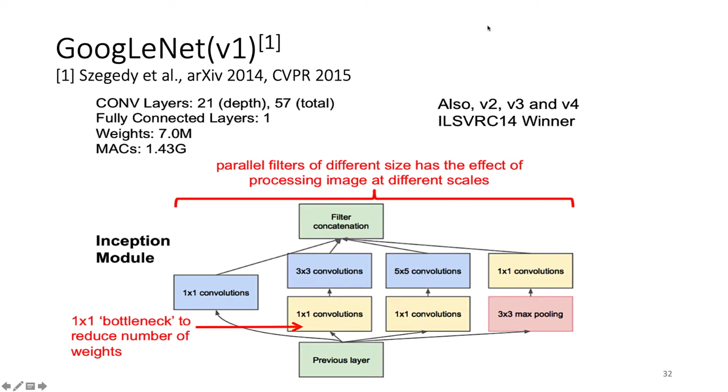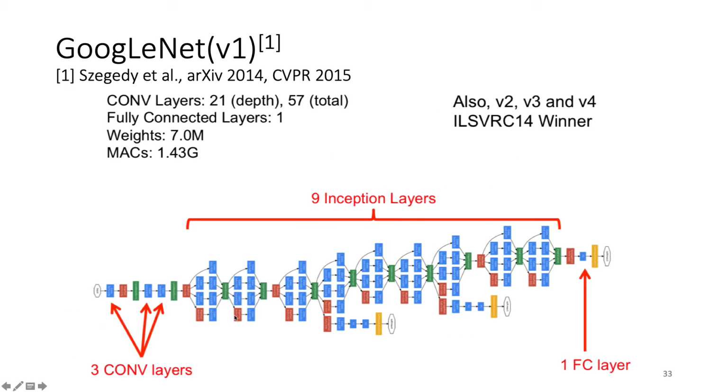Then in 2014, the winner was GoogleNet, which later was known as Inception version 1. They introduced smaller convolutions, 1 by 1, and each of those bags of 1 by 1, 3 by 3, and 5 by 5 was called an Inception layer. That's why later it was known as Inception. You see, it's getting deeper and deeper. With nine Inception layers, each of them involved five or six individual smaller convolutions.